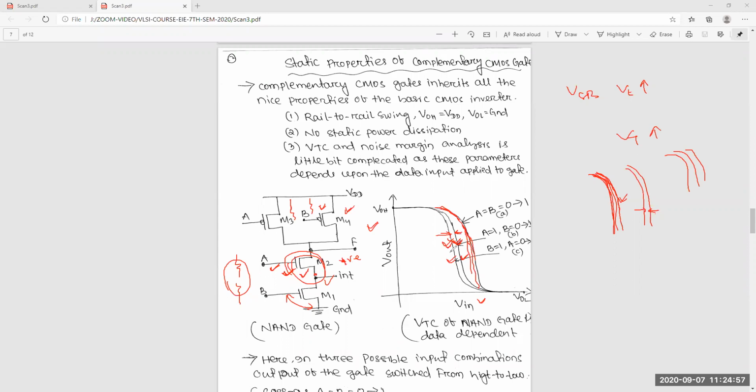But for these two, if there is no body effect, then whether A is equal to 1 or B is equal to 1, the two curves will be in the same position. But due to some threshold voltage mismatch, here the threshold voltage is less and here it is more. That's why there is some deviation. Clearly understood this thing? Yes, sir.